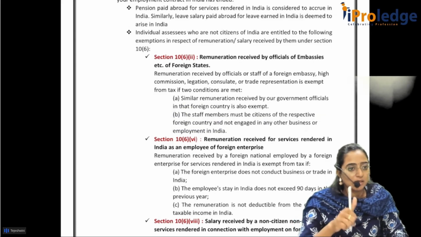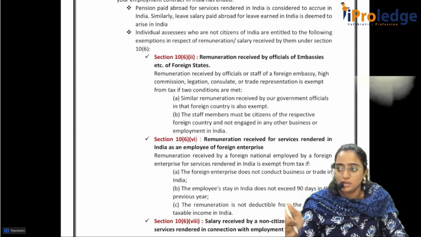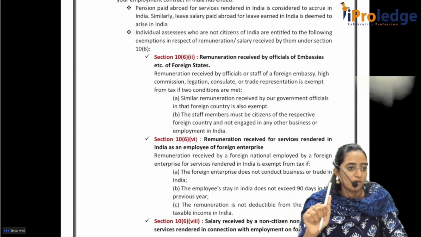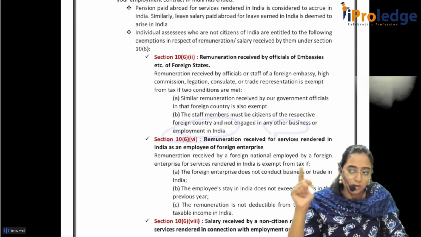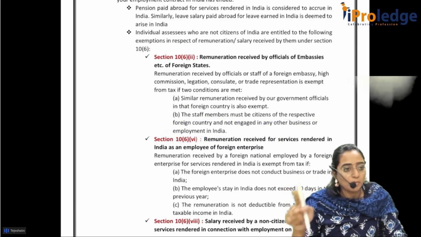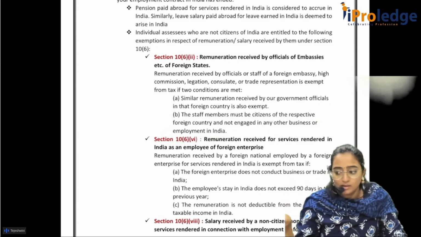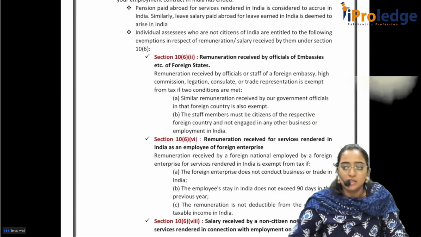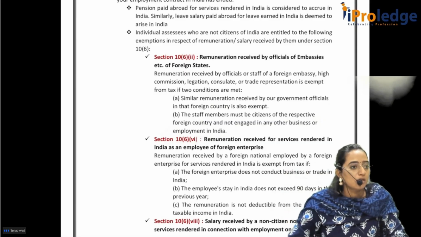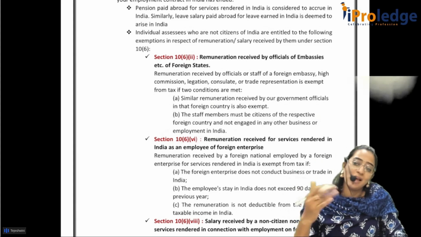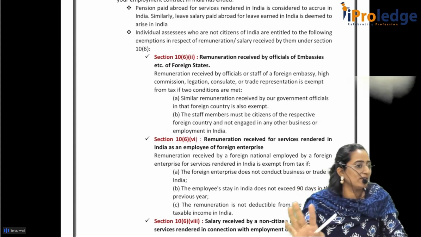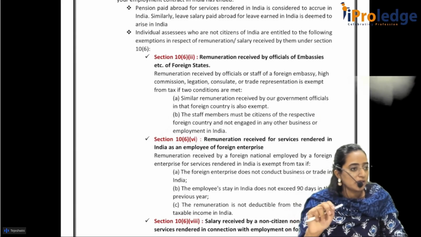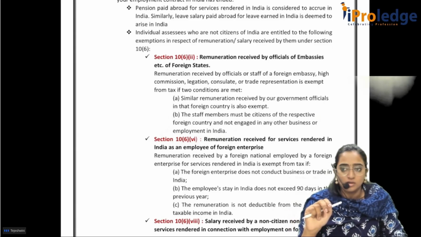That fellow has come as an official and is taking remuneration, he should just stick to that. He should not be engaged in any other business or any other employment in India. If he is working as an official, just work as an official. Don't do anything extra over here. Understanding? Everyone? Very clear here?